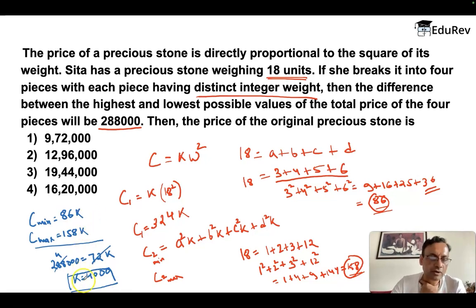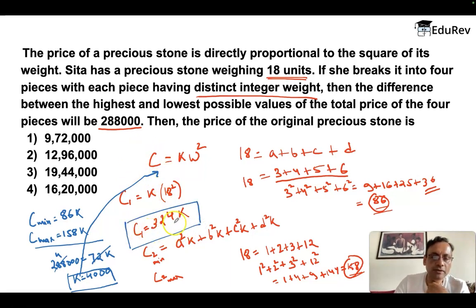Okay. Now that we have got K is equal to 4,000, let's substitute that in the original equation. So the original cost was C1. So C1 is equal to 324 into 4,000. Okay. So 324 into 4 will be 1296. 1296,000. Hence, the answer will be choice B.